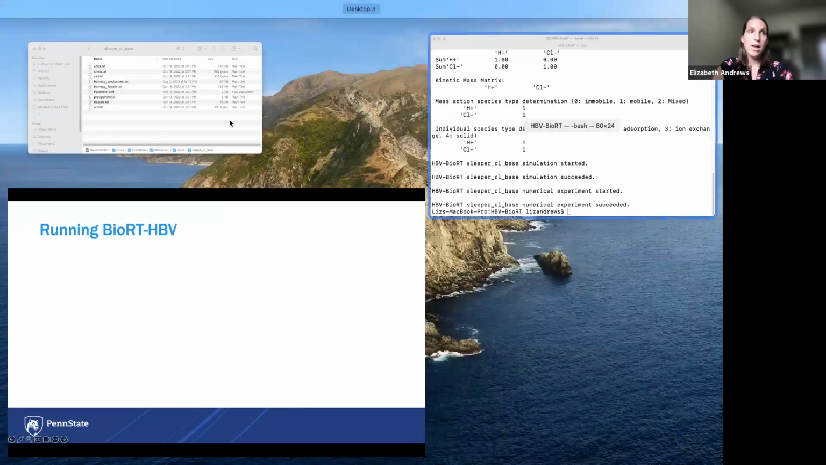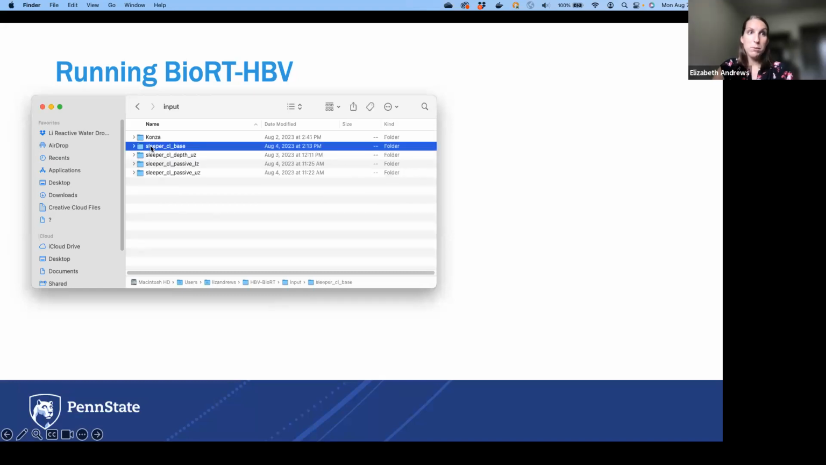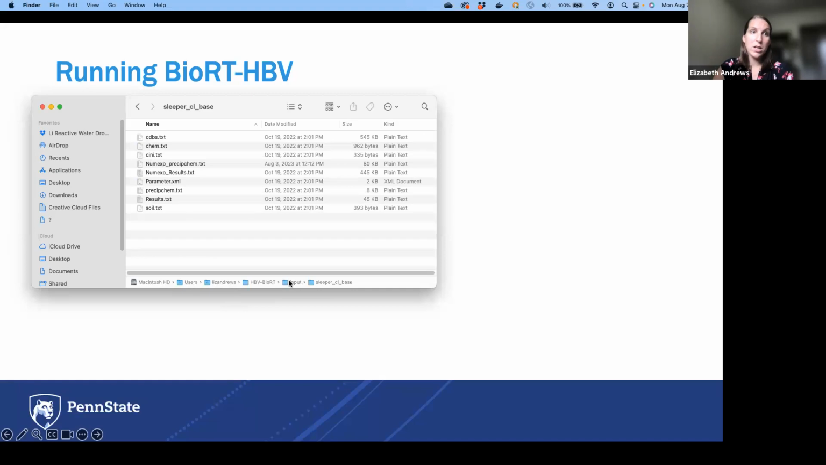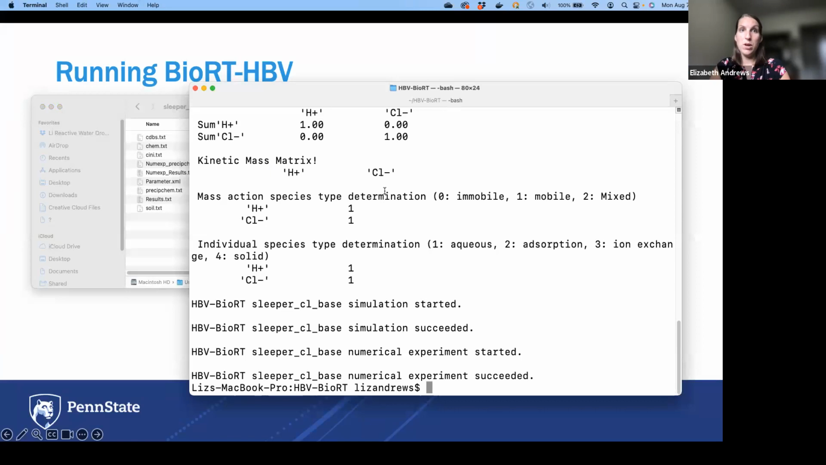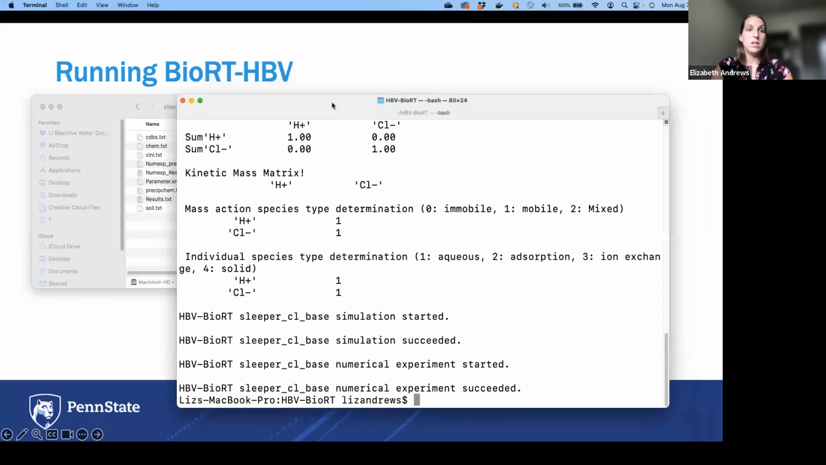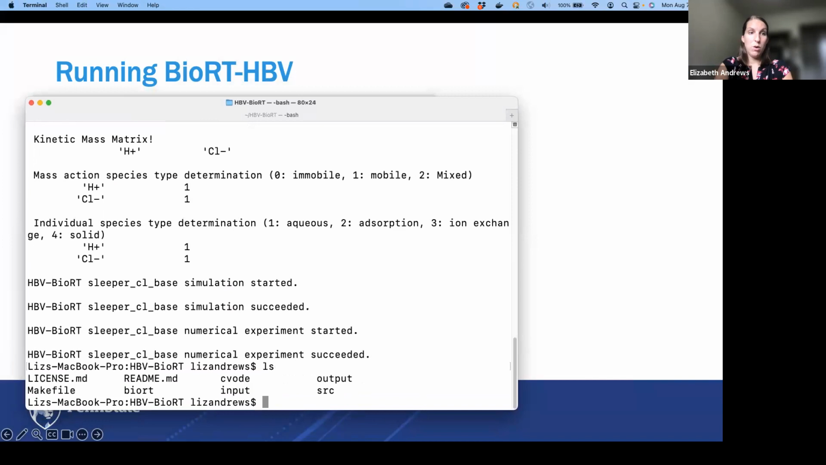So I am running on a Mac. And I can just show you that I have in this folder, like you just saw the screenshot of, we have input, sleeper chloride base. This is the one we're going to be running. And again, because I'm running on a Mac, I'm going to do this in my terminal. Basically, I am located in that folder that you just saw, because those are the same things that you saw in the file folder structure.